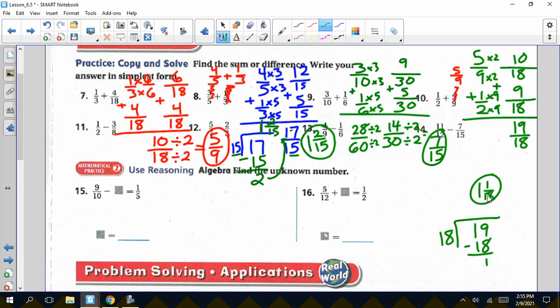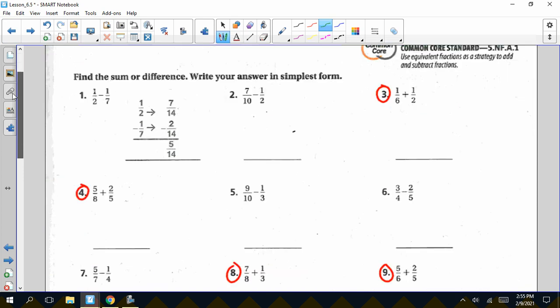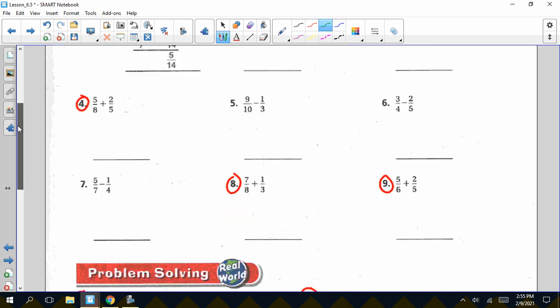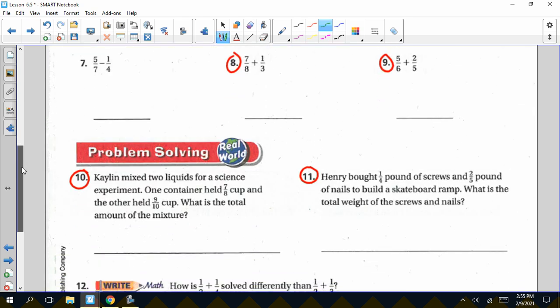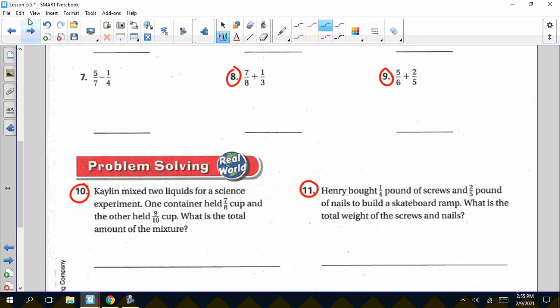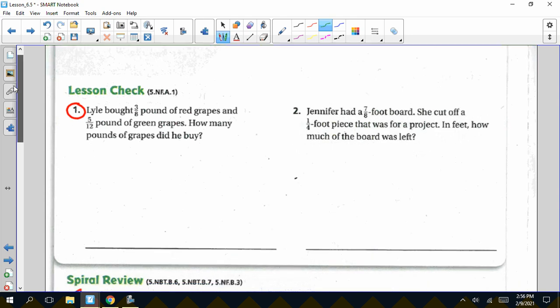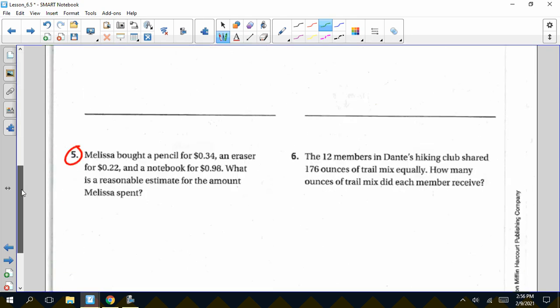Tonight for homework, you're going to do the addition problems that you skipped last night, which is number 3, number 4, 8, 9, 10, and 11. You can skip number 12. Then on the back, you are doing 1, 3, and number 5.